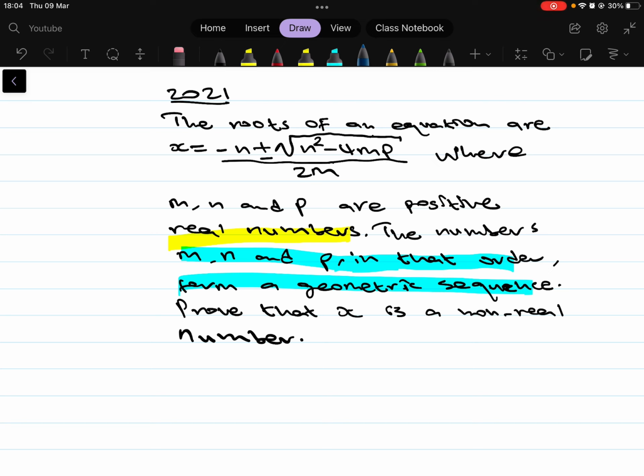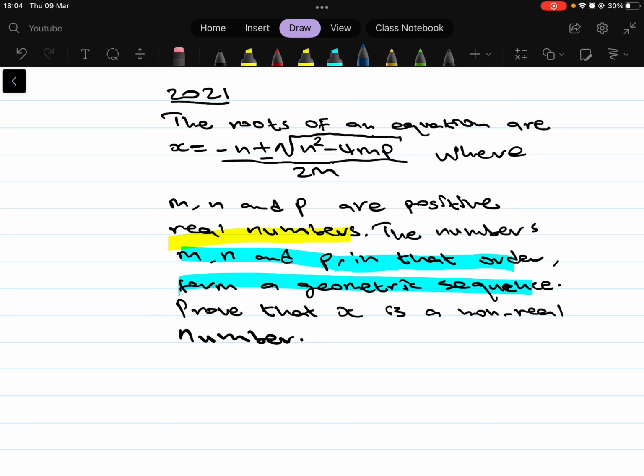If we are required to prove that x is an unreal number, we need to be aware of what non-real numbers are. We have real numbers and non-real numbers. In high school, you only deal with real numbers, so all the negatives and the positives are real numbers. Non-real numbers are the numbers you will be dealing with when you get to tertiary, if you decide to go to tertiary.